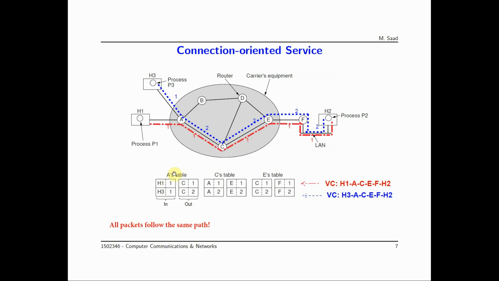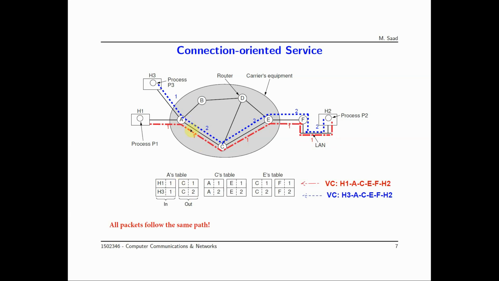A's table has 2 components, incoming and outgoing. Incoming device: if this is router A, what is the device before me on the virtual circuit? It is host number 1. And what is the incoming virtual circuit identifier? What's the virtual circuit identifier used on the link incoming to me? It is number 1 because we have chosen number 1 already. Let's choose these virtual circuit identifiers and then they will be reflected in the table.